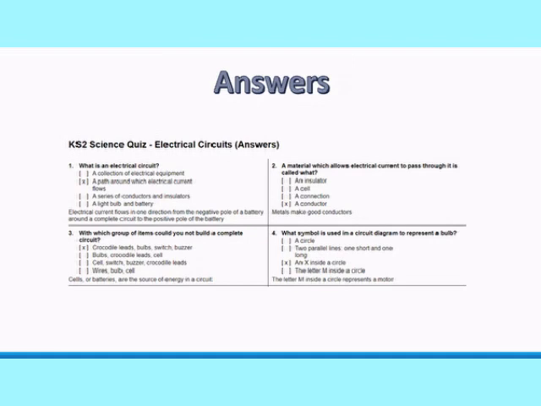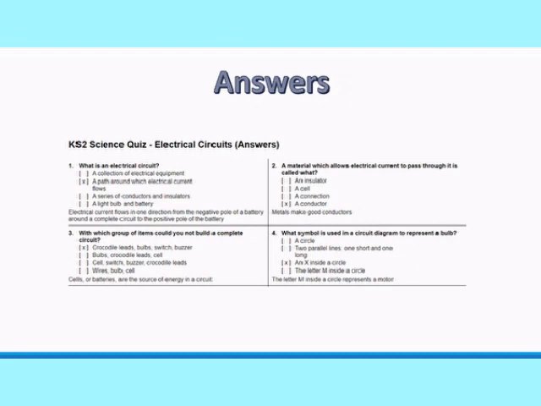Give yourself a mark. Number 2 is, a material which allows electrical current to pass through it is called what? It's called a conductor. And metals are very good conductors.